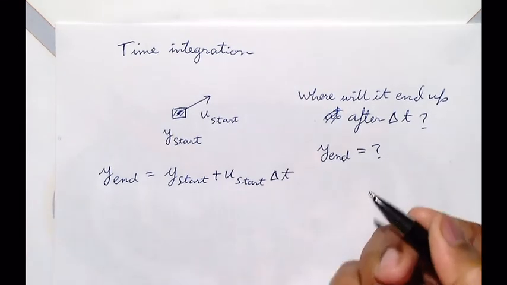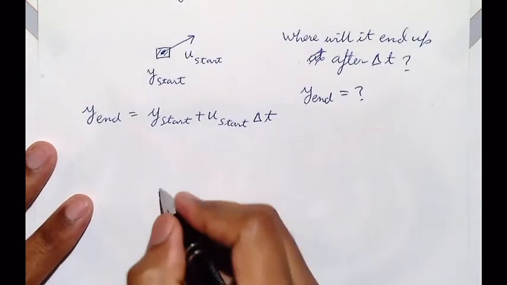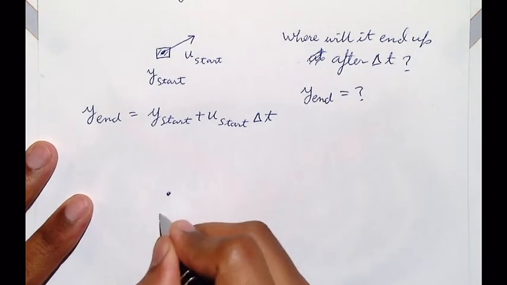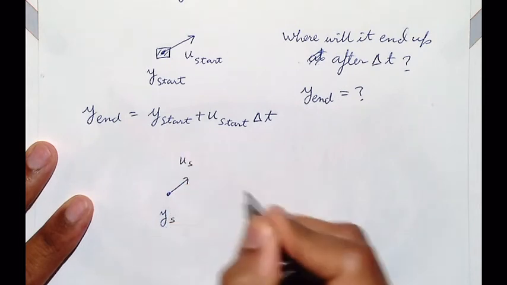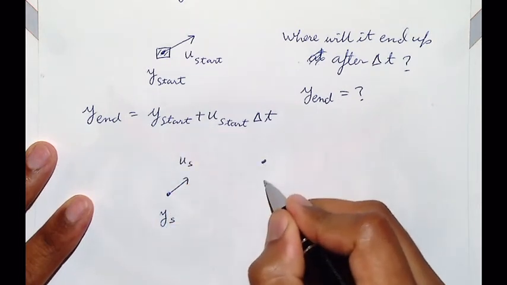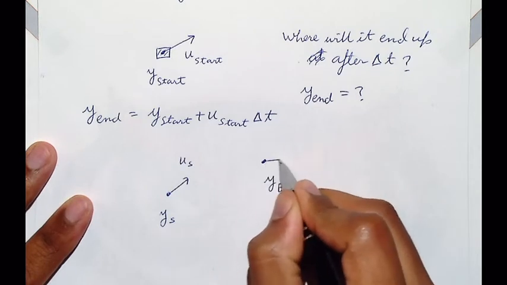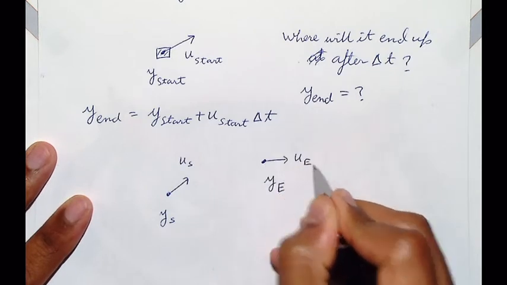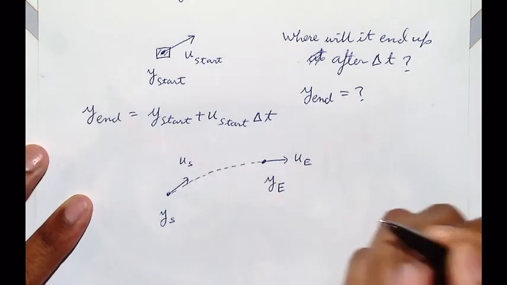All right, forward Euler, very simple. Perfect. Now, let me tell you that there is a y start with velocity u start, and there is a y end with velocity u end. This would basically represent a parabolic profile roughly. Okay?